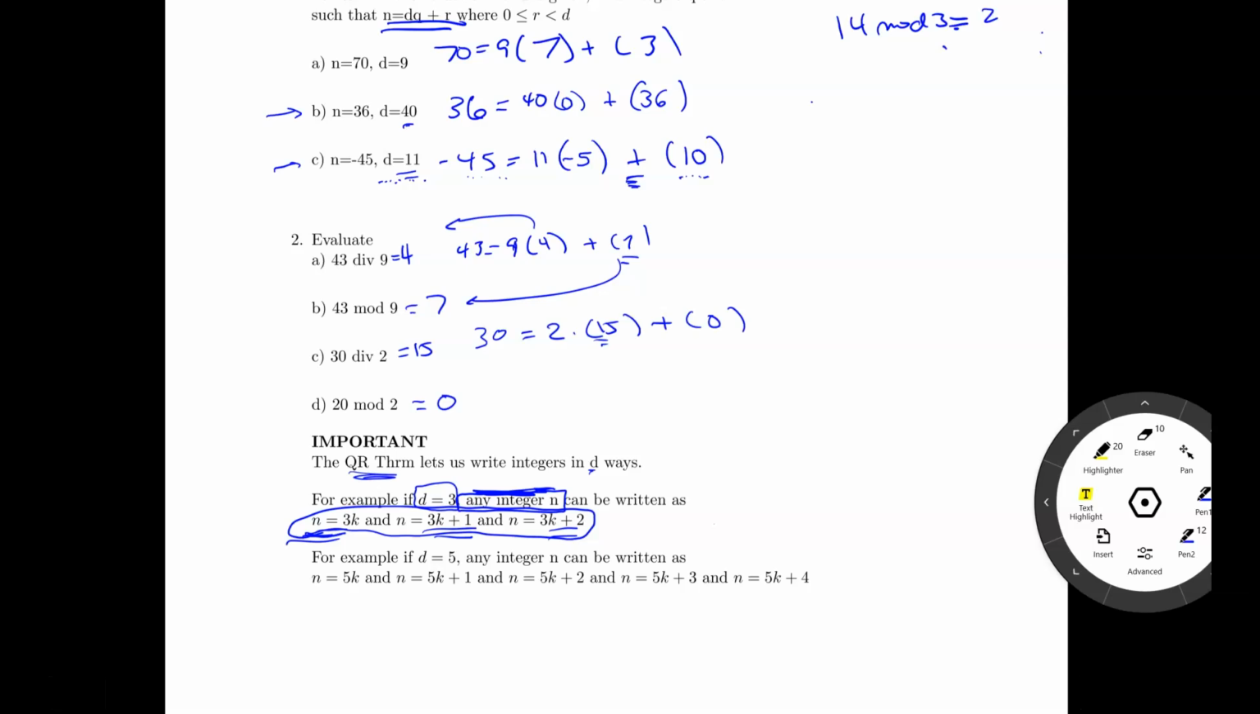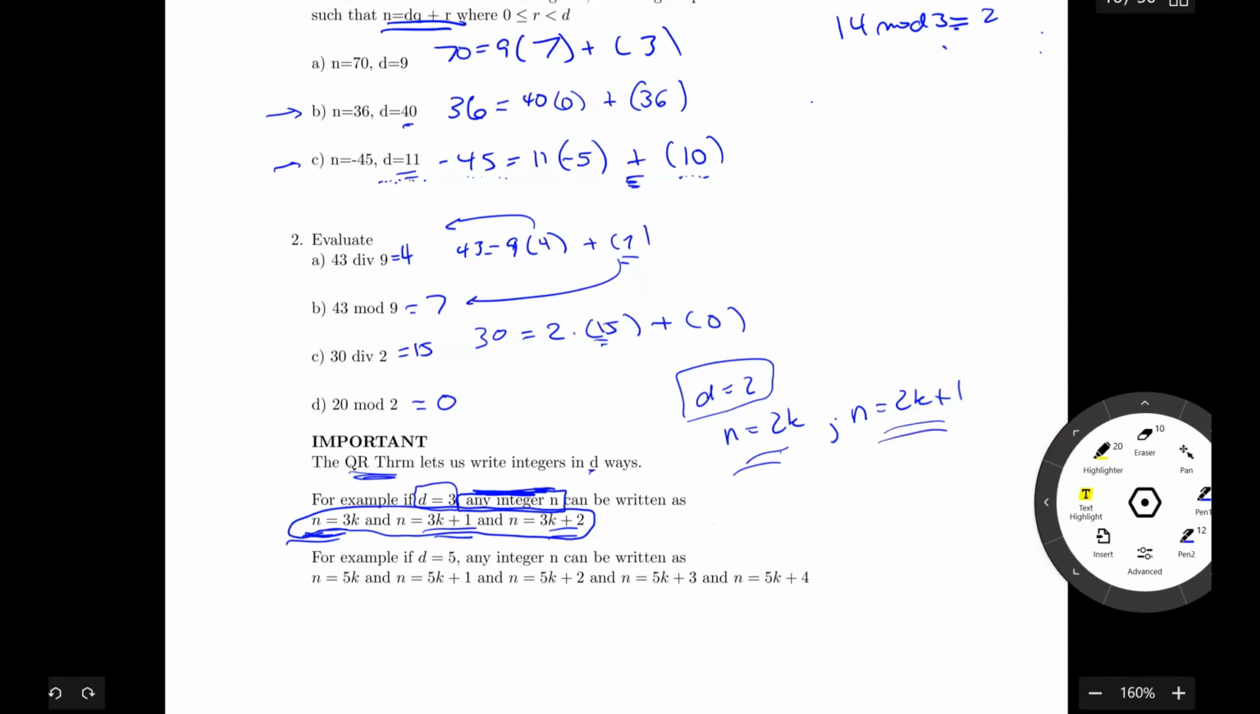And then even think about it, if d equals 2, then n can equal 2k, or n can equal 2k plus 1. And then if you add 2k plus 2, you get back to here. Wait a minute, don't we know all numbers are either even or odd? So when the divisor is 2, all integers can be written as this form or this form. So we're just expanding it. So if d is 3, any integer can be written as this, this, or this. And this expands to all cases.